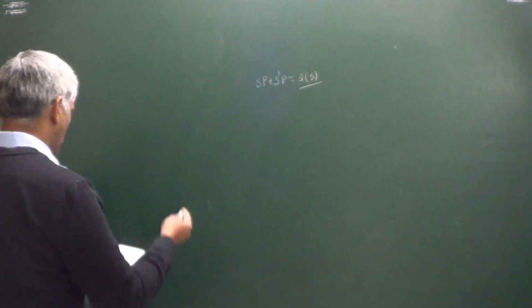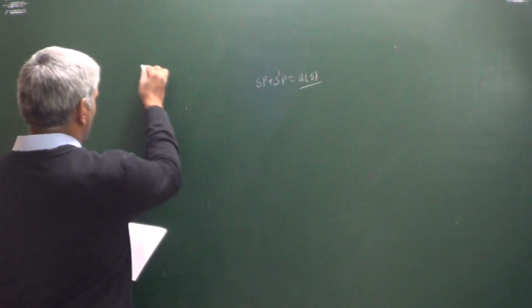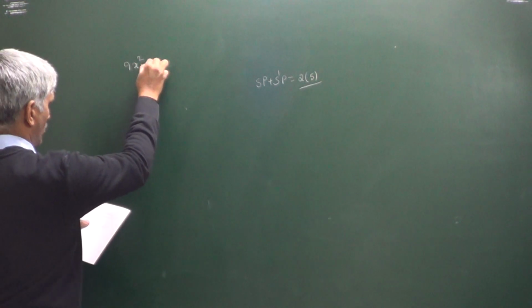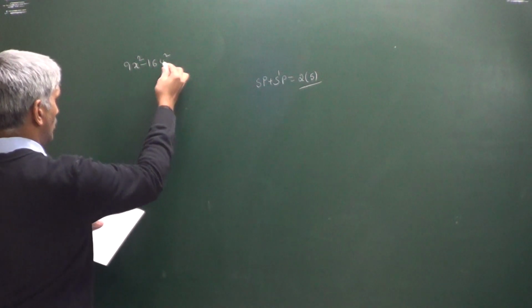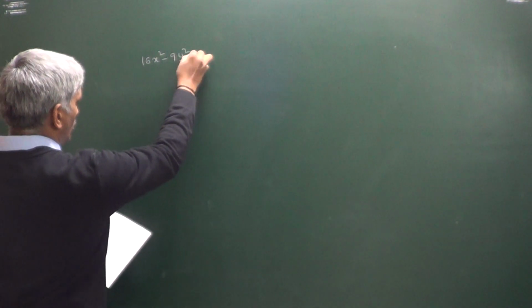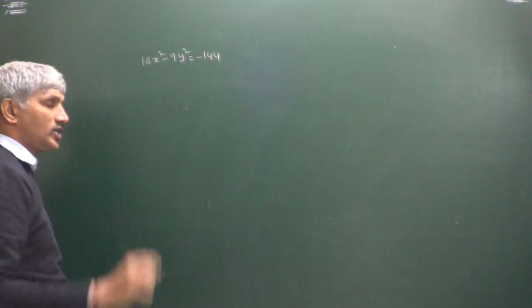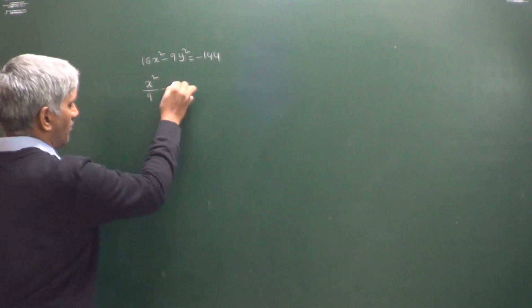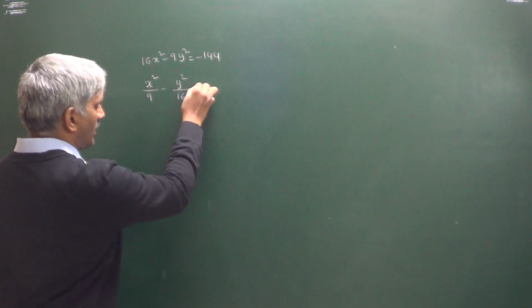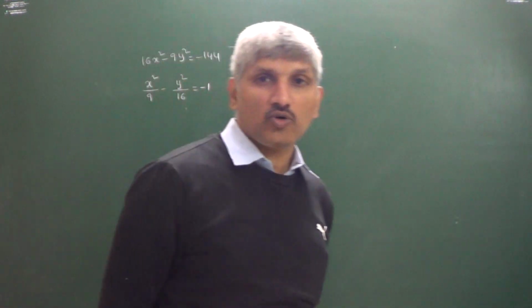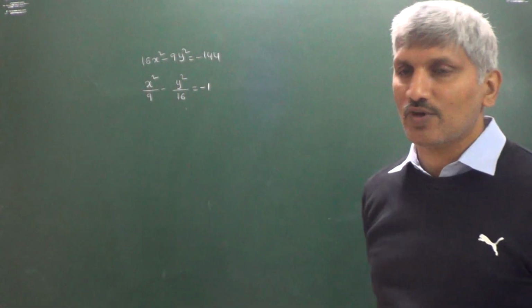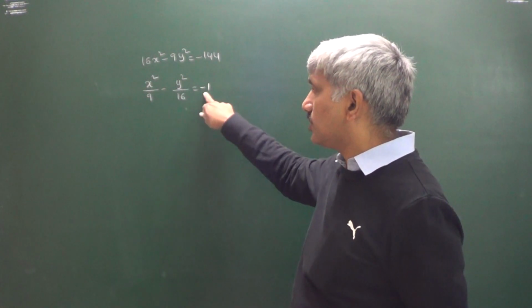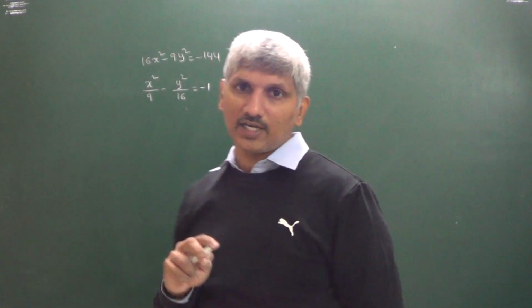Suppose there is another conic here, 9x square, not parabola, hyperbola. 16x square minus 9y square is equal to minus 144. That is the equation of hyperbola. Now we can write this as x square divided by 9 minus y square divided by 16 is equal to minus 1. Tell me, is this hyperbola in first form or second form? x square by a square minus y square by b square is equal to minus 1. It's a hyperbola in the second form, right?